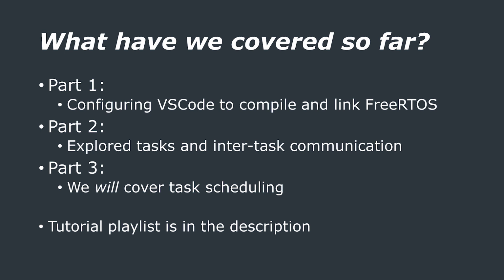In previous parts of this series, we configured a VS Code project to enable us to compile and use the FreeRTOS kernel. And we also covered the basics of tasks and how to communicate between tasks using queues. I would recommend watching those two parts before this video. If you want to check those out, I'll leave a link to the playlist down in the video description.